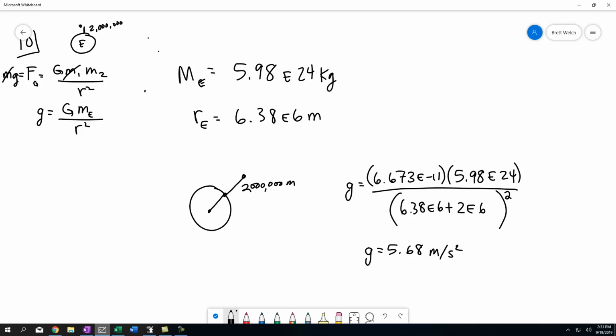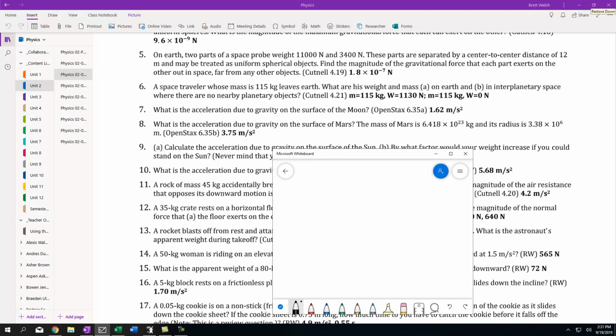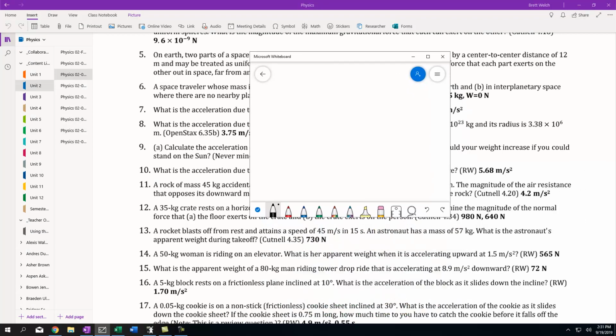So there's definitely something to be said for the impact of gravity. Let's go ahead and look at another problem. Let's look at question number 14. This question is a really interesting question.